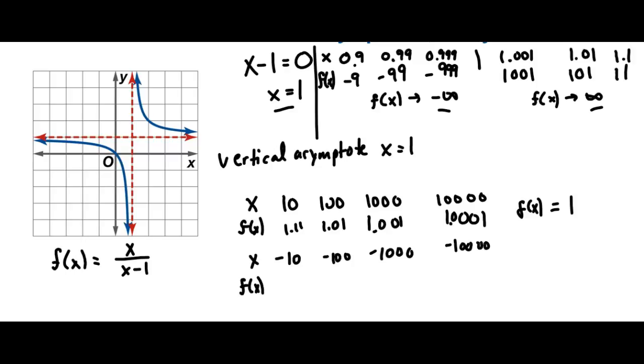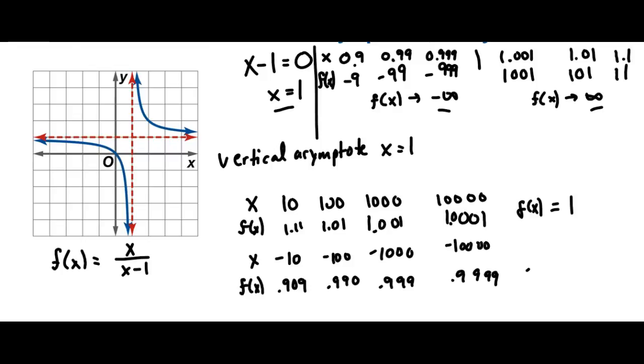So if I put negative 10 over negative 10 minus 1, so negative 11, I get 0.909. If I put negative 100 over negative 101, I get 0.990. If I put negative 1,000 over negative 1,001, I get 0.999. And then you can probably guess I'll get 0.999, etc.